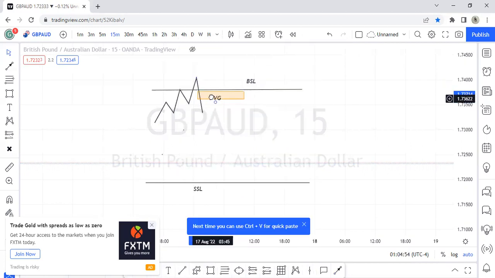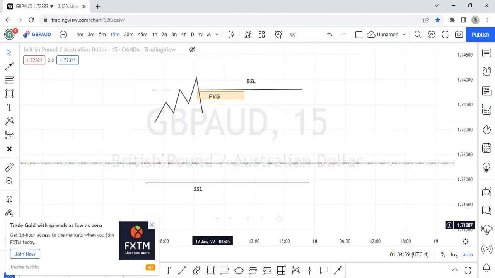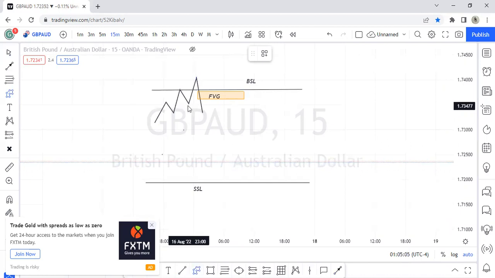This now becomes your entry. So when the market broke this short term low, or intermediate low, price should come back and then give you entry, and then you're going down.